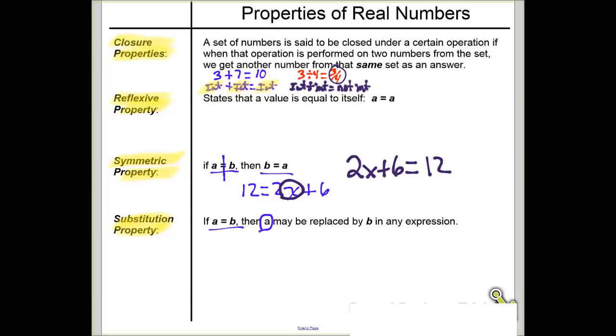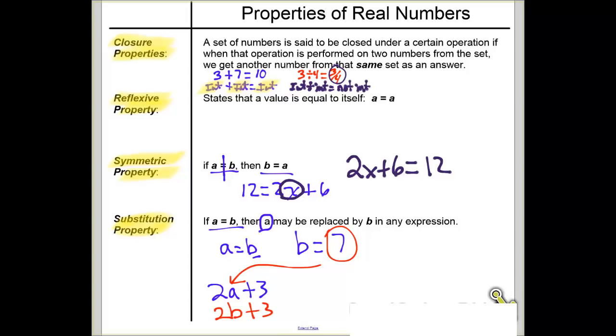Okay, so if we say A equals B, and let's say B is equal to 7. If I have 2A plus 3, and I want to evaluate this, but I don't tell you what A equals other than it's equal to B, then you could take the equivalency of B, which is 7, and substitute it right there, because I could rewrite that as 2B plus 3, and we know that B is equal to 7. So when in doubt, try to substitute.